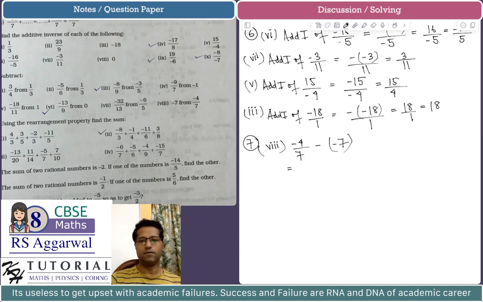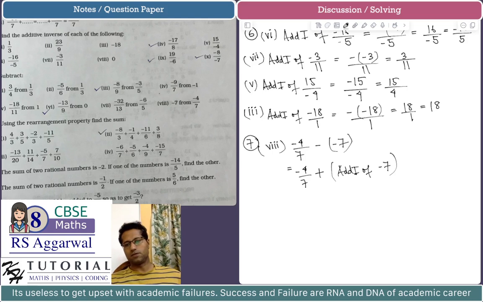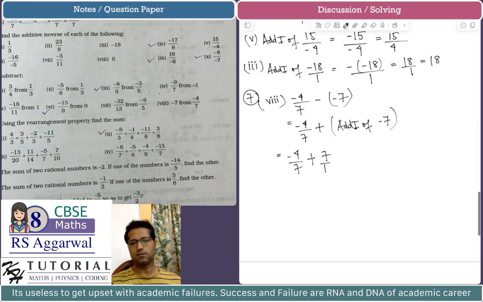That is, in this example, we have to subtract minus 7. Now what we have to do is add the additive inverse of minus 7. Why? Because we are subtracting minus 7 from minus 4 by 7. So we will add the additive inverse of minus 7. Now what is the additive inverse of minus 7? This is 7. Now we can consider 7 as 7 by 1. So we have to do this: minus 4 by 7 plus 7 by 1.